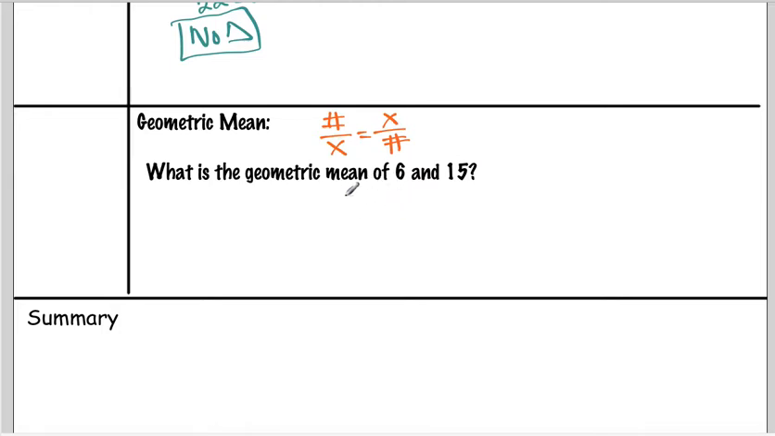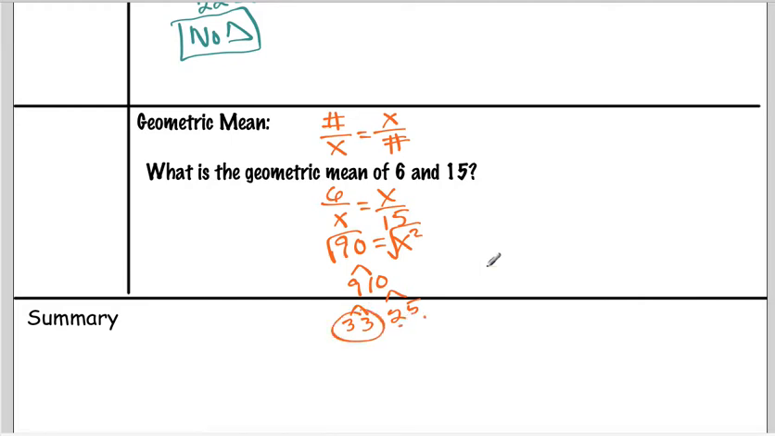So the geometric mean between 6 and 15 is to put 6 over x, x over 15. And then we're going to cross multiply and solve. 6 times 15 is 90. x times x is x squared. So you're going to square root both sides. Square root of 90, 9 and 10. 9 is 3 and 3. 10 is 2 and 5. Pair of threes, lonely 2, lonely 5. So the geometric mean is going to be 3 square root of 10. So that's the geometric mean between 6 and 15.